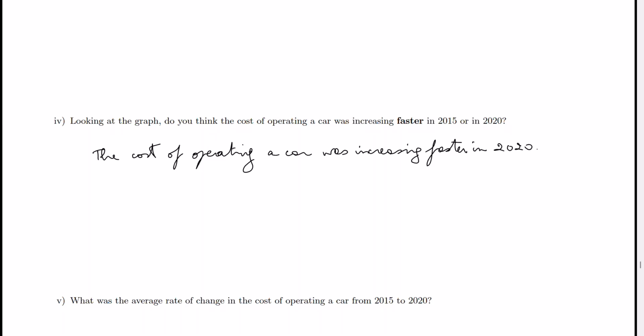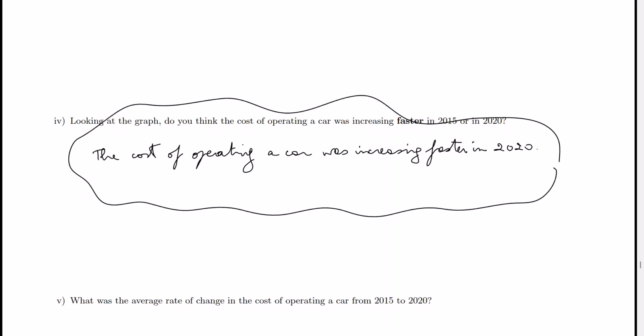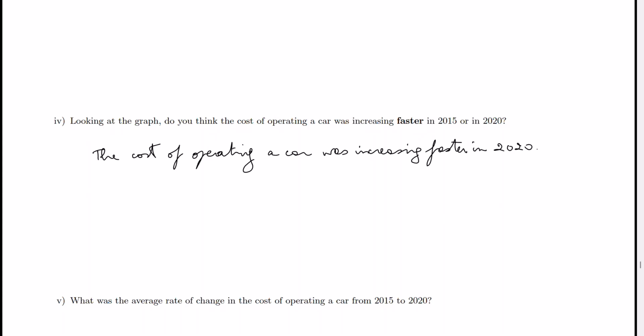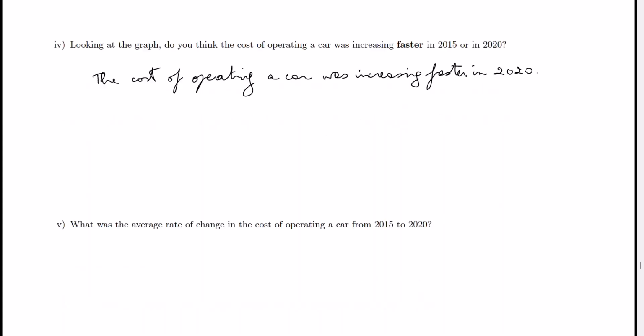But for now, just by estimating, by looking at the graph and using our intuition, we can decide that the second line is steeper than the first one. So the cost of operating a car was probably increasing faster in 2020. So for now this is like a theory or a hypothesis, but later on we can use derivatives to actually evaluate and confirm our understanding.